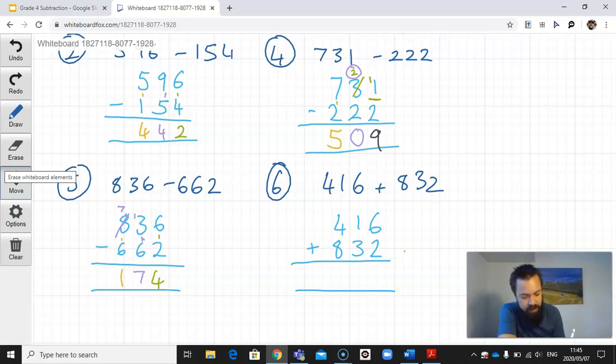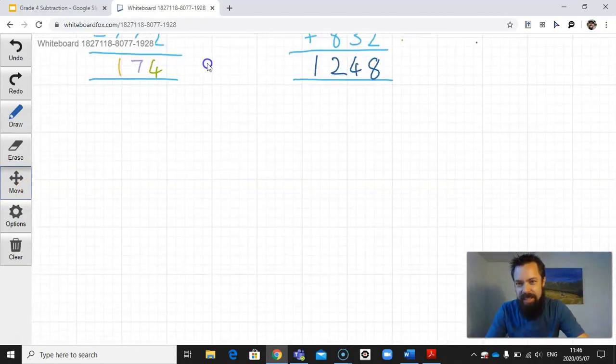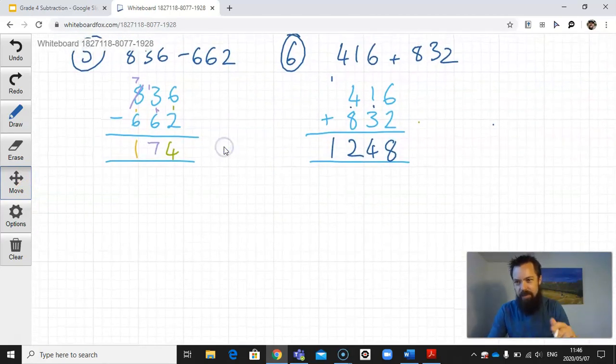So 6 plus 2 is 8. 1 plus 3 is 4. 4 plus 8 is 12. Carry the 1, drops down. Answer 1,248. So please be careful of those two things. Note that that is an addition problem and not a subtraction problem.